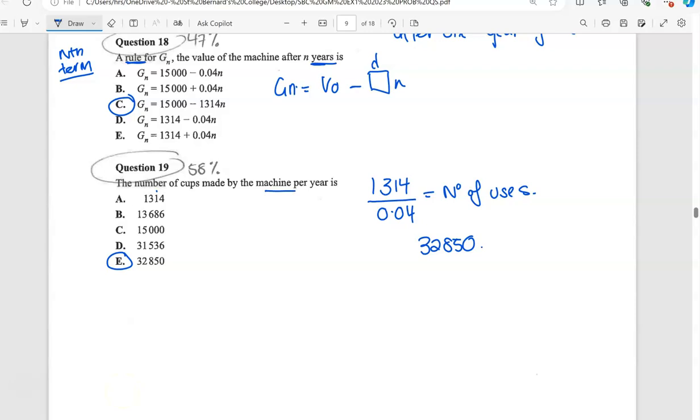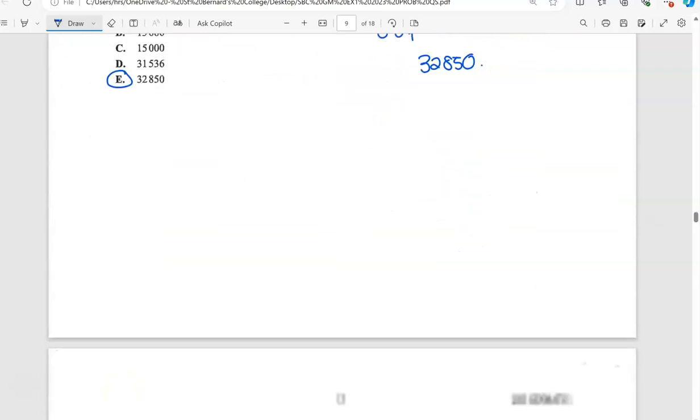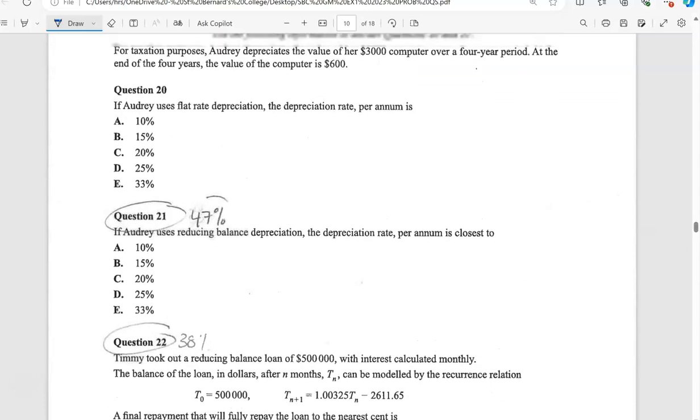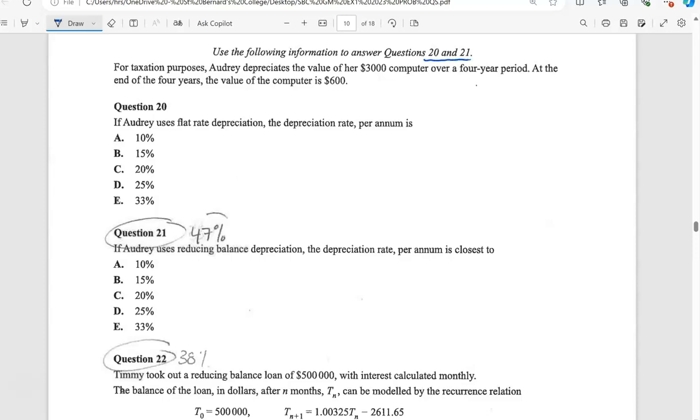Okay, so the next one is here, 21. All right, so this question, be careful, make sure you read that. I'm on 21, but the information before is to do with this. It says, for tax purposes, Audrey depreciates the value of her $3,000 computer. At the end of 4 years, the value is 600. So V4 is 600. Now, they asked in question 20 to do the flat rate option. In this one, they asked us to do the reducing balance option.